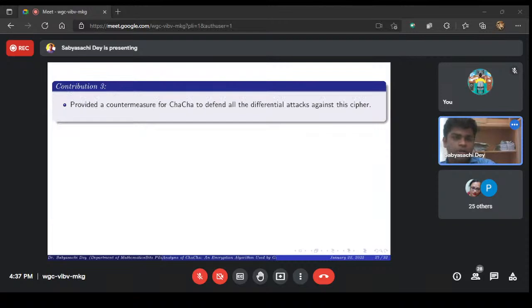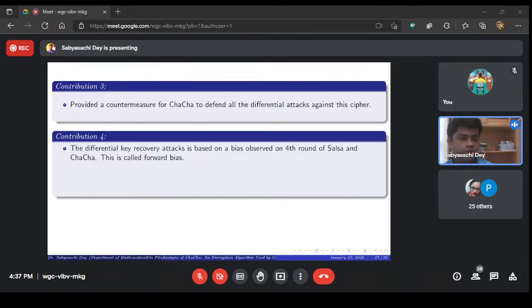Okay. Our third contribution in this discussion was one countermeasure. We provided one small modification in the design, and we have showed that this modification can defend all the known attacks, all the known differential attacks that have been done against ChaCha so far in the last 10 years.